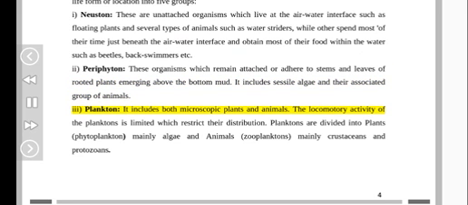3. Plankton. It includes both microscopic plants and animals. The locomotory activity of the planktons is limited, which restricts their distribution. Planktons are divided into plants, phytoplankton, mainly algae, and animals, zooplanktons, mainly crustaceans and protozoans.